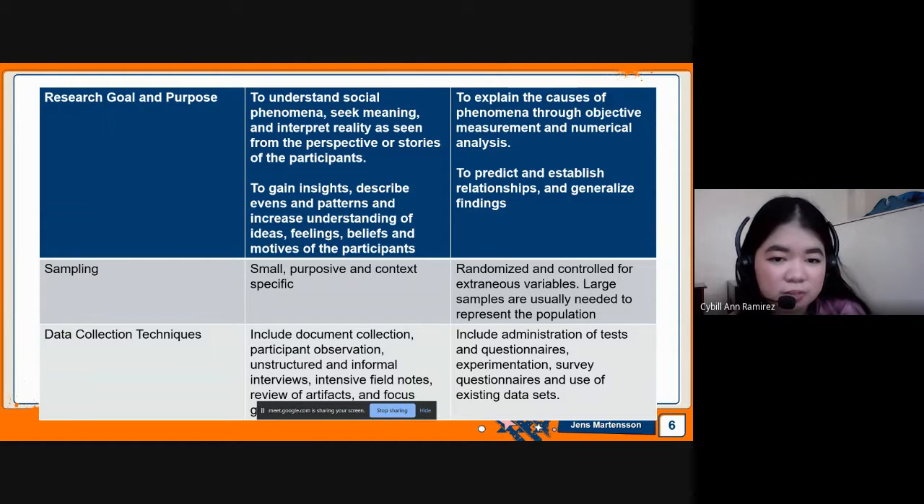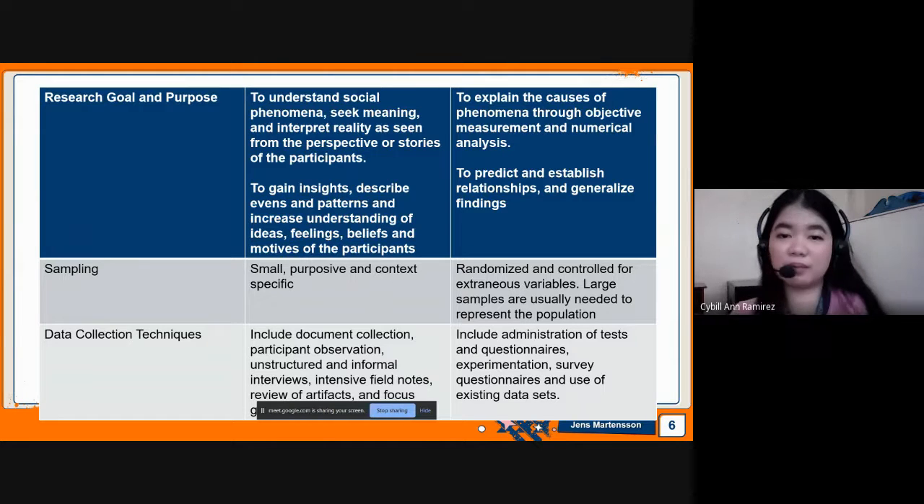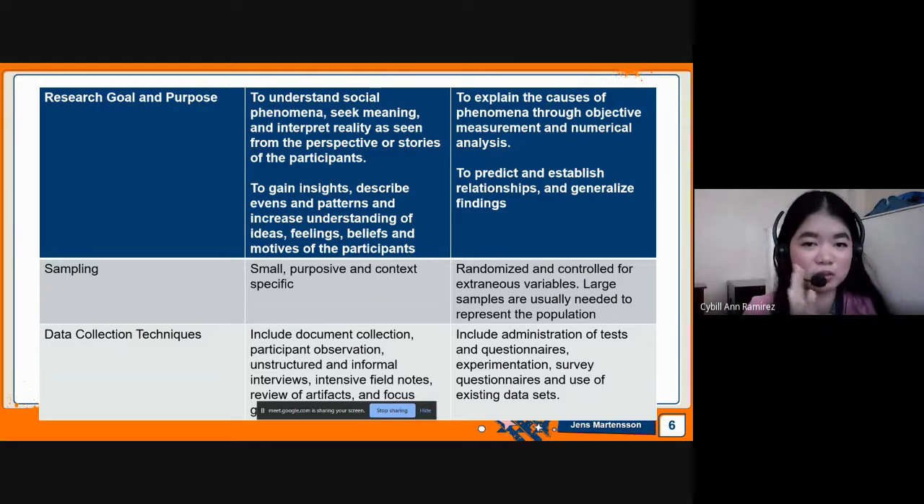Okay, next, data collection procedures or techniques include document collection, participant observation, unstructured and informal interviews, intensive field notes, review of artifacts, and focus group discussions. Again, data collection in qualitative is a lot. You also do document collection, not only taking pictures but everything they say. Especially if they speak Bisaya, you have to translate it into English in your thesis.